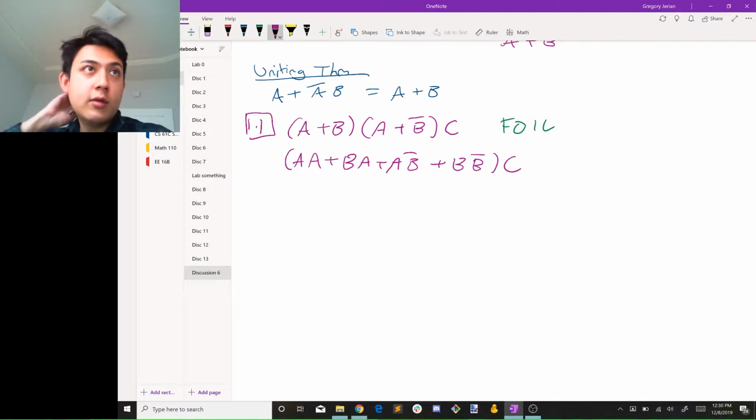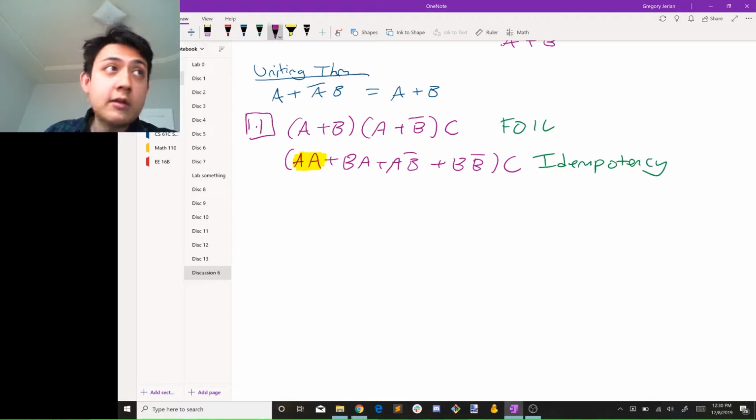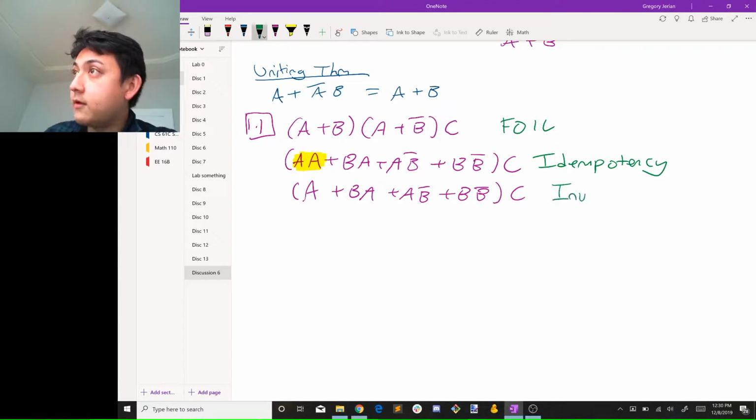Okay. So now I know from the idempotency property, which is the one that says that A and A is A, so let me write that down, that this whole thing is equal to (A or B) and (A or not B) and (B or not B), all ANDed with C. And now I know from the inverse property, which says that A and not A is 0, so we know here that B and not B is actually 0. So that whole thing becomes 0.